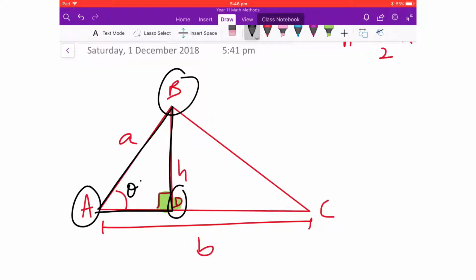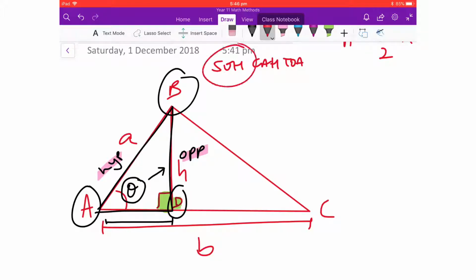Based on my angle here, I've got an opposite. I've got a hypotenuse, which is opposite our right angle. Our adjacent, we're not going to use for this, so we'll just ignore it. So straight away we're given an opposite and a hypotenuse. Based on SOHCAHTOA, we're using opposite over hypotenuse. So I'm going to write that down real quick: sine theta is equal to opposite over hypotenuse.